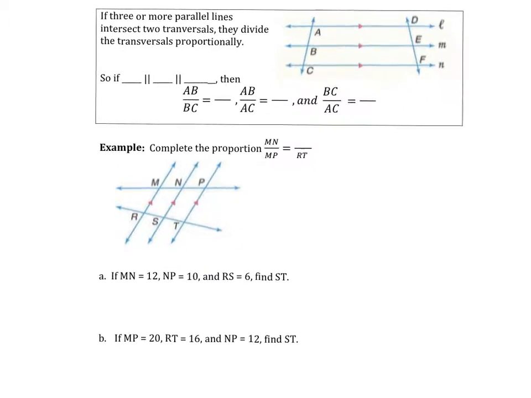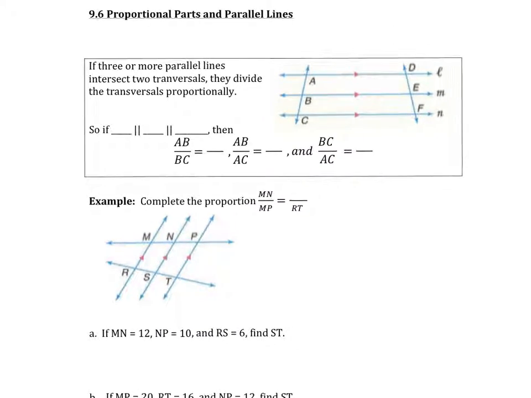Alright, welcome back. Here are your notes for section 9.6, proportional parts and parallel lines. So I've got a theorem for you. If three or more parallel lines intersect two transversals, they divide the transversals proportionally. So I've highlighted the transversals for you, and proportionally we know that the ratios will all be the same.